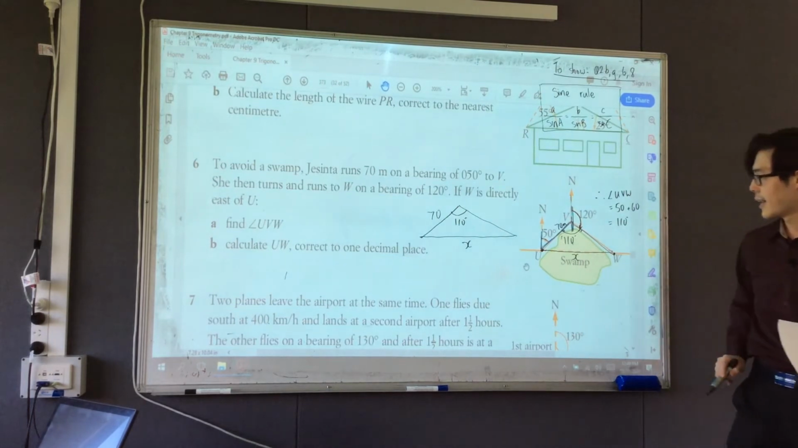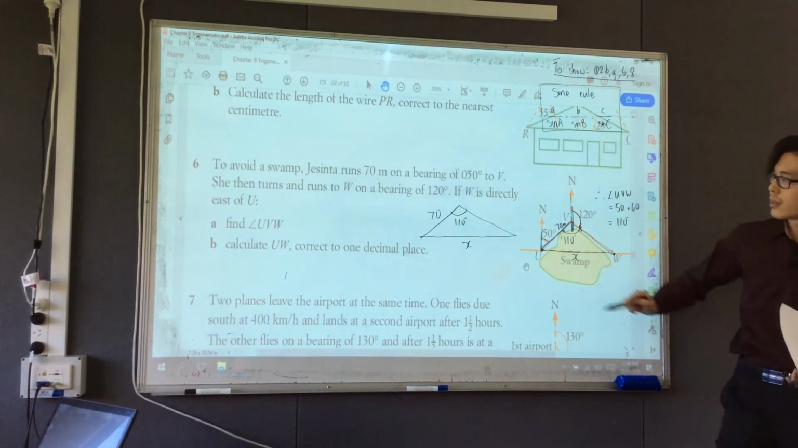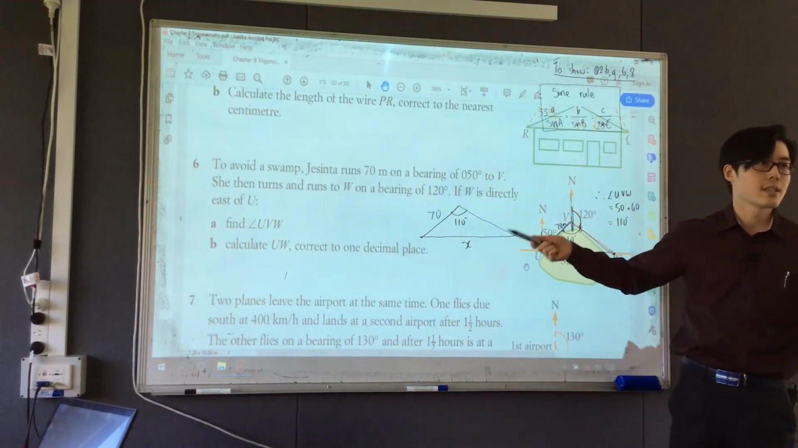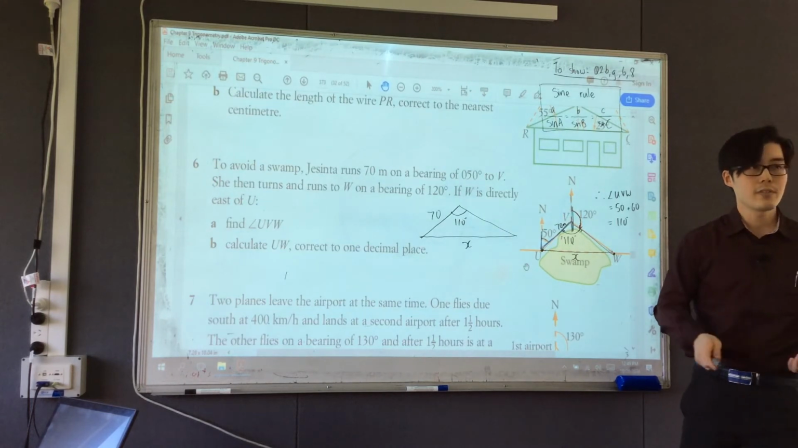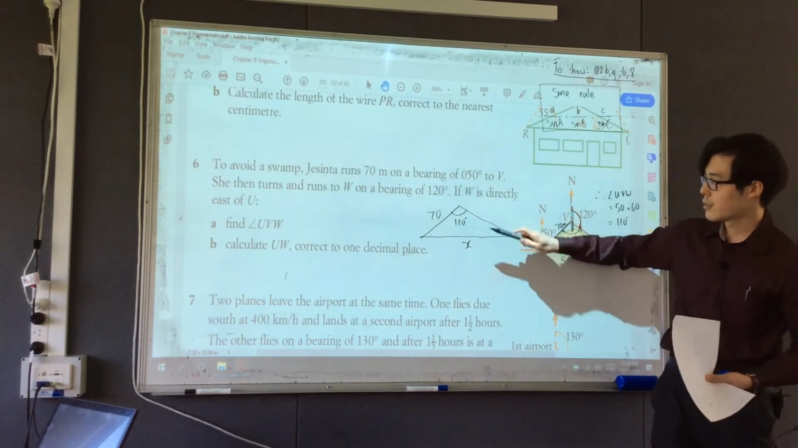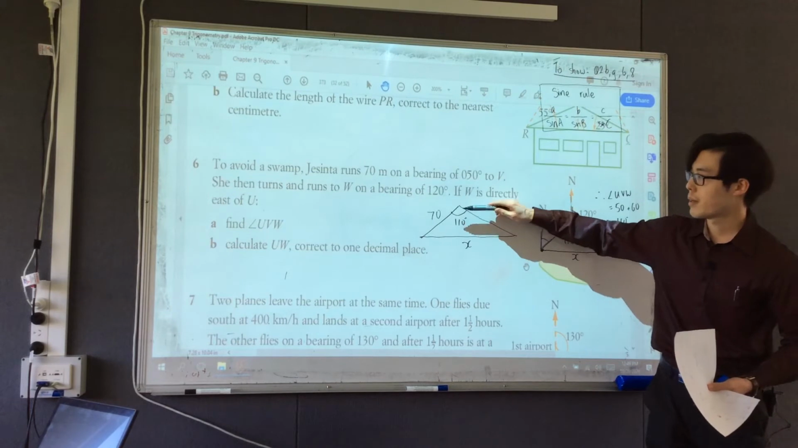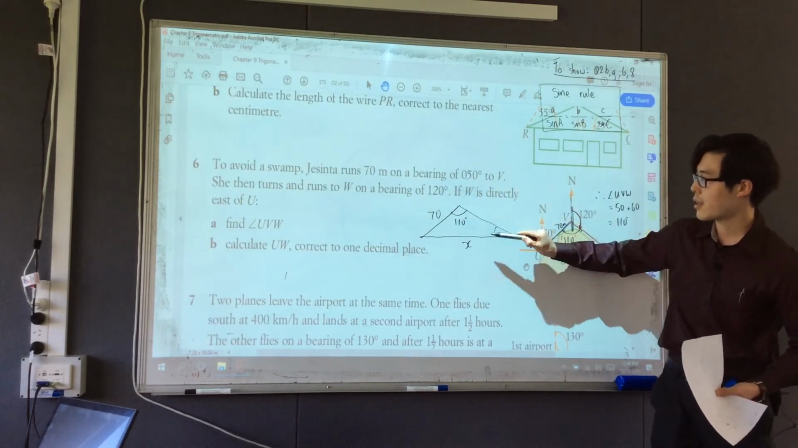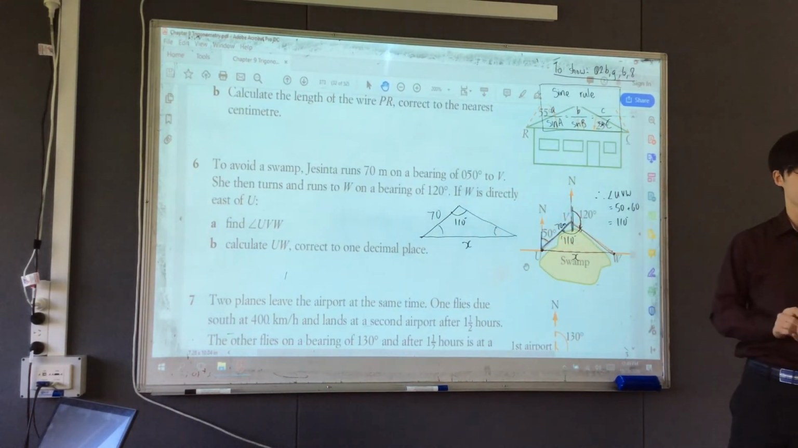Now, to use the sine rule, obviously it has to be a non-right angle triangle. That's the first thing you've got to ask yourself: is it a non-right angle triangle? Yep, so that matches. But we've got nothing there or here, but we can find out.